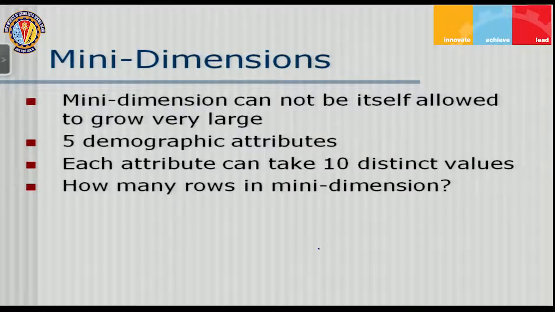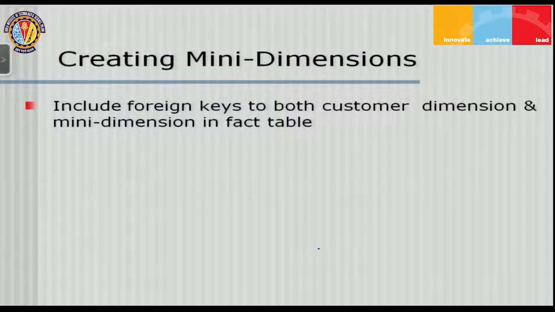So otherwise the purpose gets defeated. And so many dimensions cannot be itself allowed to grow very large. So suppose we have 5 demographic attributes, and each can take 10 distinct values. So how many distinct combinations can we have? You can see that we can have around 1 lakh different combinations. This is slightly on the higher side, so we don't want the mini dimension to grow that big, but depending upon the situation it will have a certain number of records.